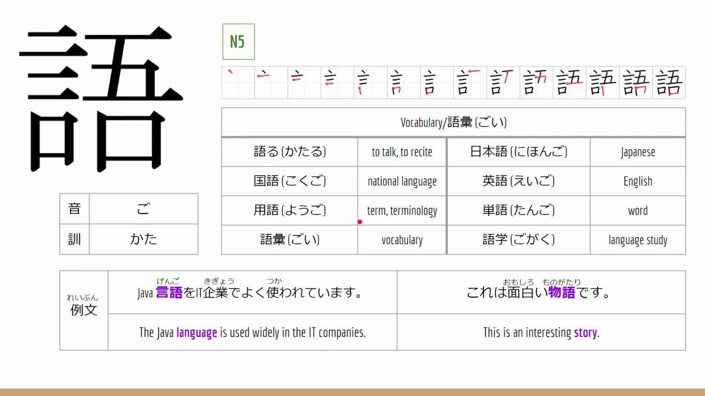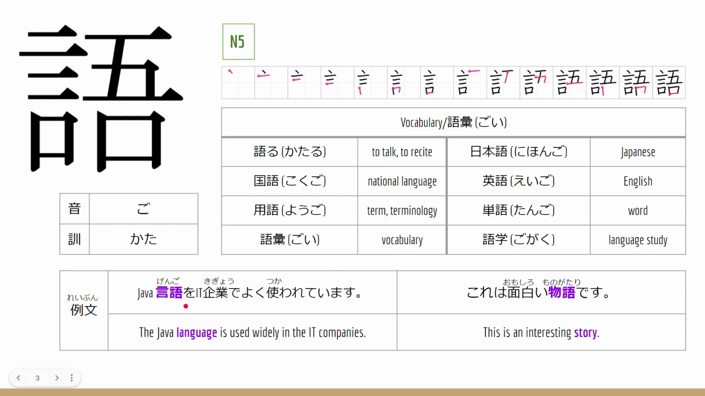用語。This means term or terminology. 語彙。This means vocabulary. 日本語、This means Japanese. 英語、This means English. 単語、This means word. 語学。This means language study. Now let's go into the example sentence.